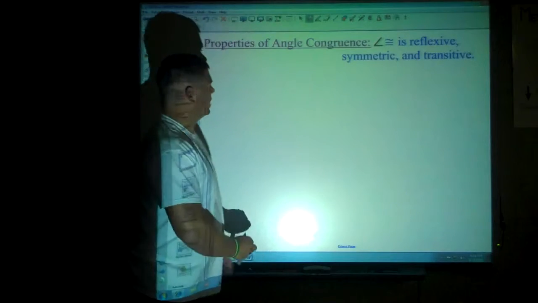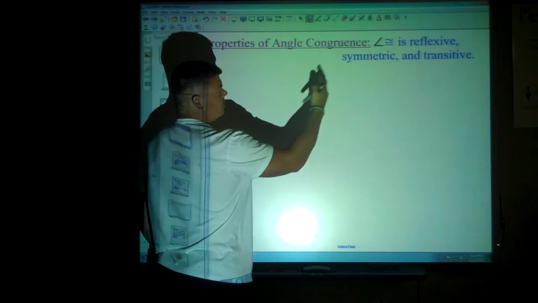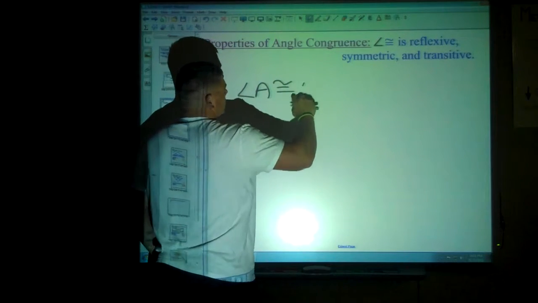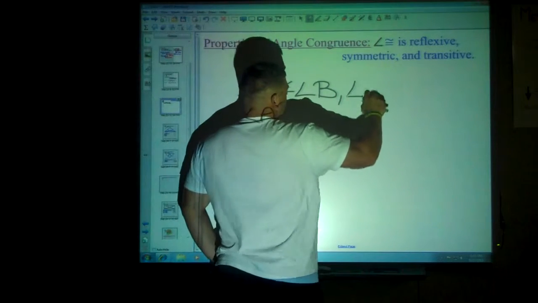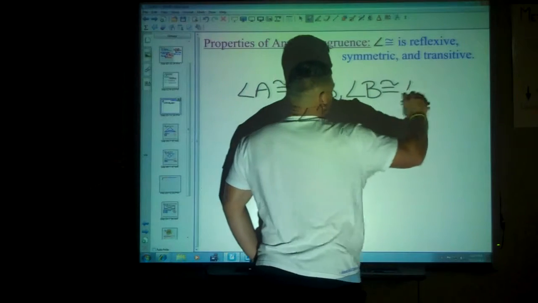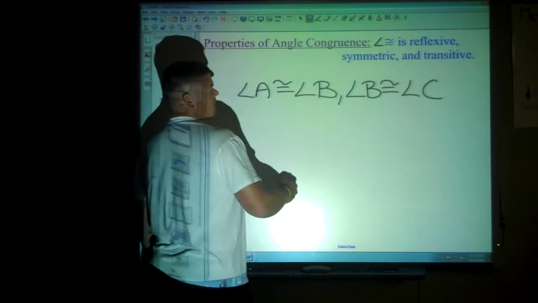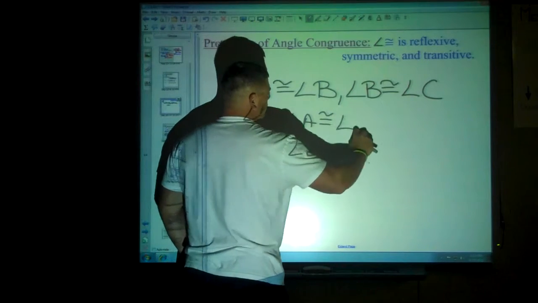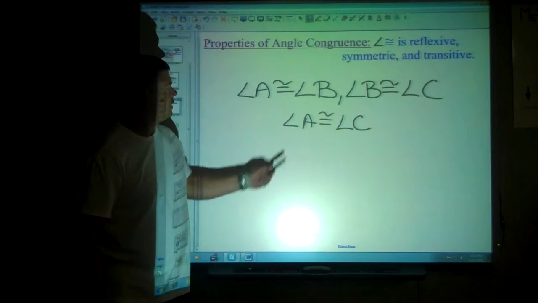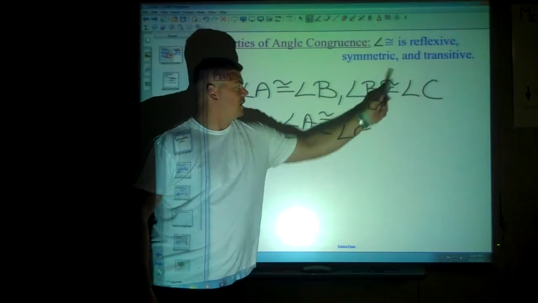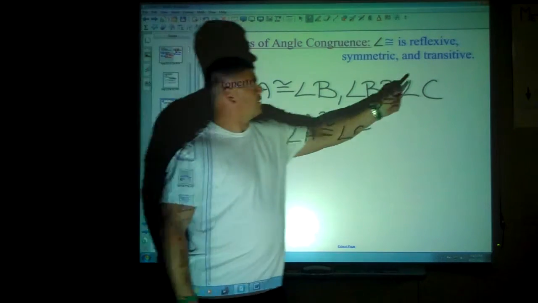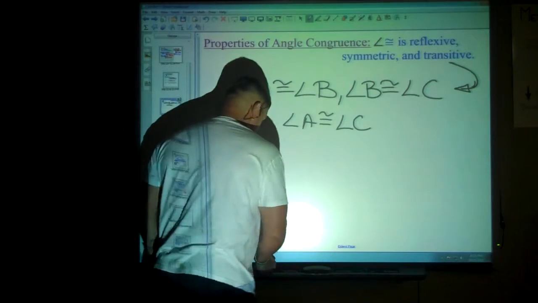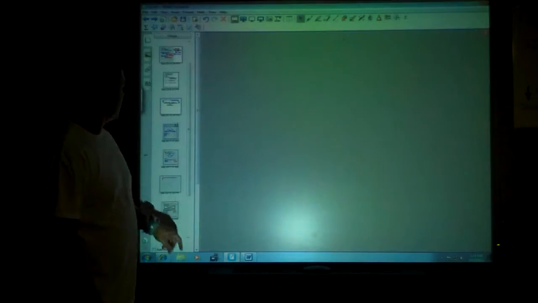And transitive: if I said angle A was equal to angle B and angle B was equal to angle C, so angle A was congruent to angle B, and angle B was congruent to angle C, from this standpoint you could then say, because of transitive, that angle A was congruent to angle C. Basically cutting out the B and being able to go from A to C. So that's transitive. Okay? So an example now.